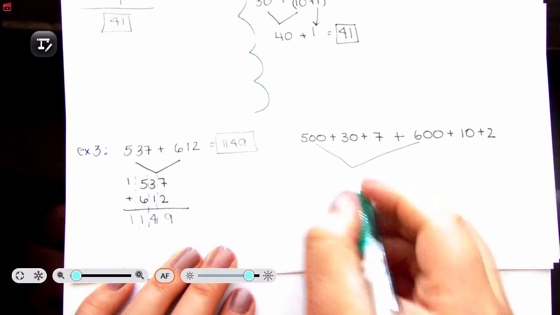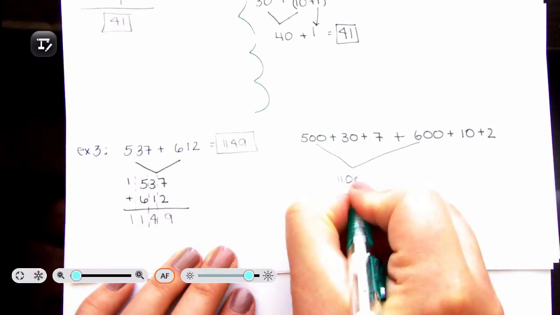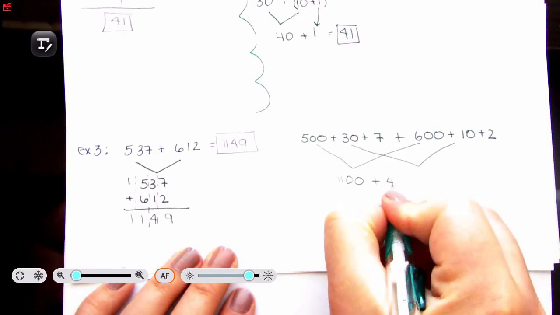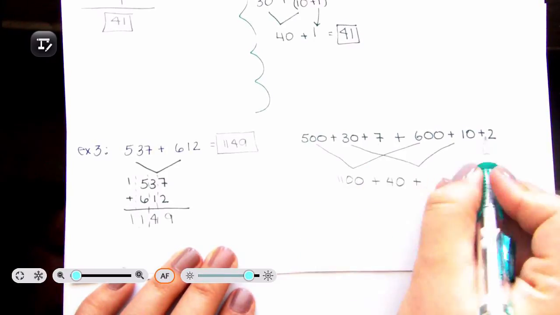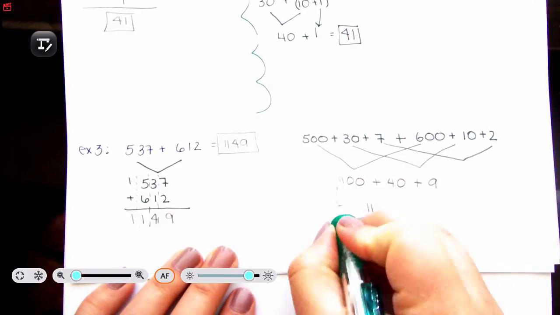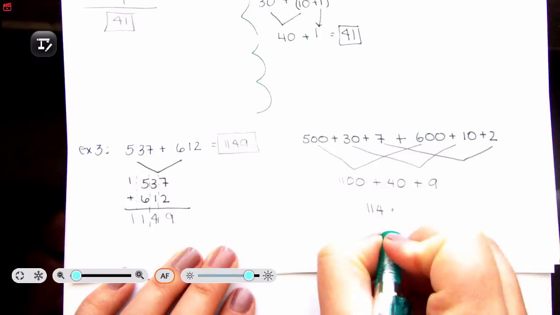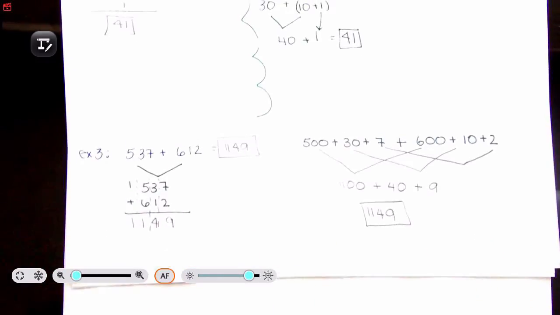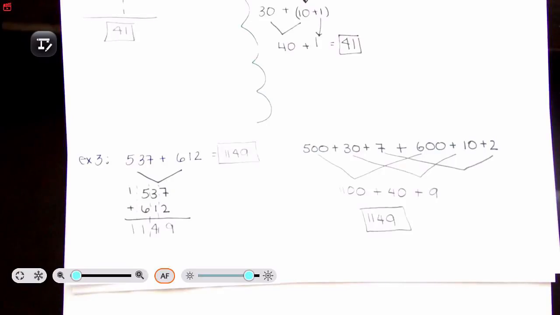500 plus 600, that is 1100. 30 plus 10 is 40. 7 plus 2 is 9. So I have 1149. Again, whichever method you prefer is fine. Go ahead and use that. So that is just a quick, brief review on how to add natural numbers.